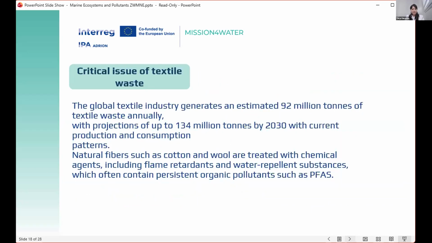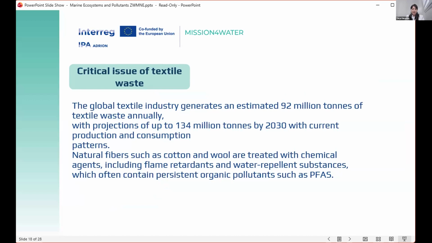Next slide. And we also have a critical issue of textile waste. The global textile industry generates an estimated 92 million tons of textile waste annually, with projections of up to 134 million tons by 2030 with the current production and consumption.